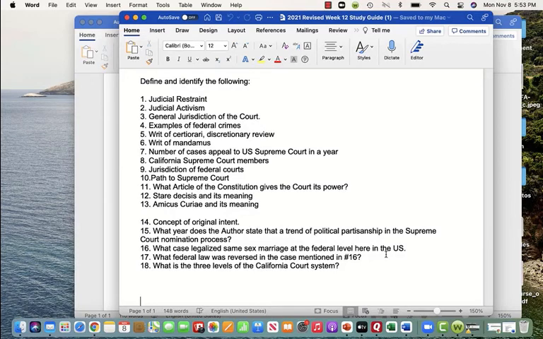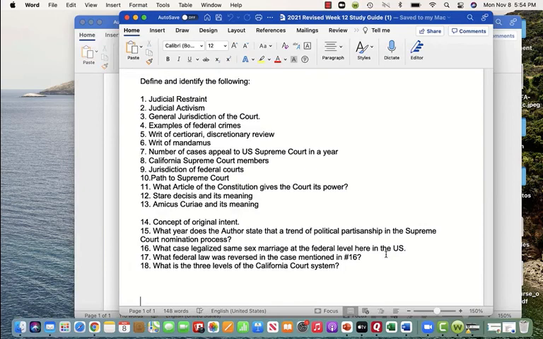Know the Windsor case, United States versus Windsor. And know what amicus curiae is. Amicus curiae is basically a friend of the court brief, where anybody that might have an interest in the case, the Supreme Court may ask them to give some type of brief about how that might affect it.